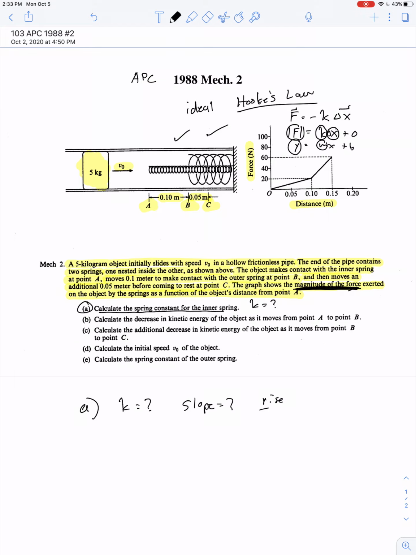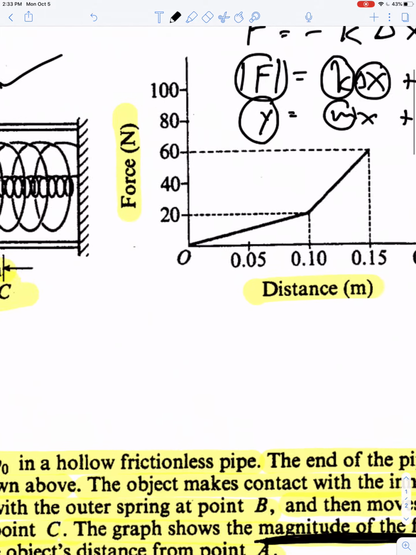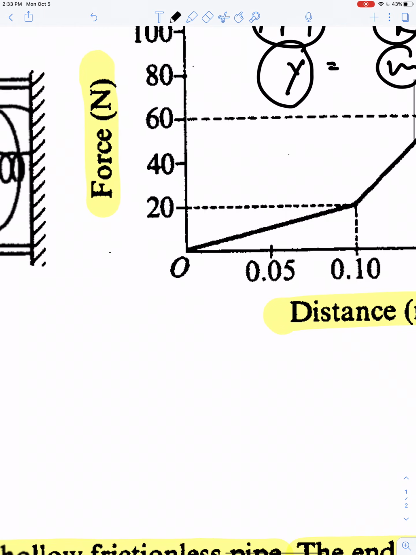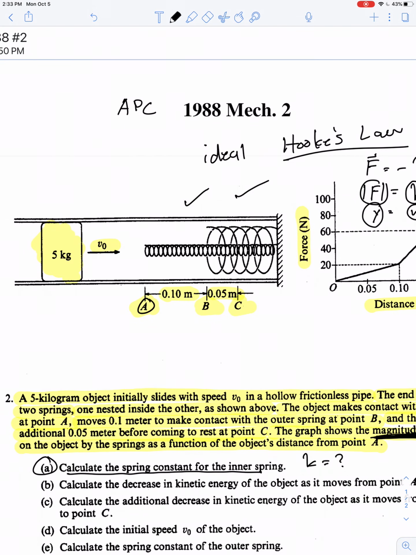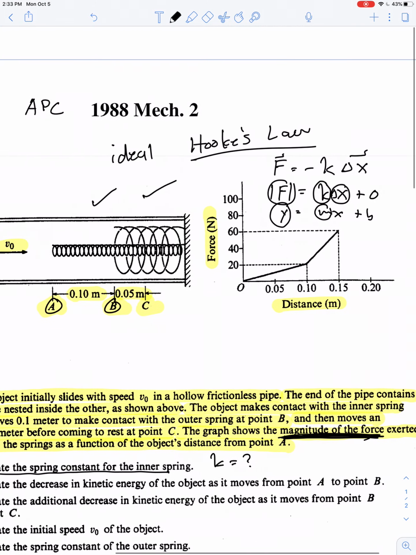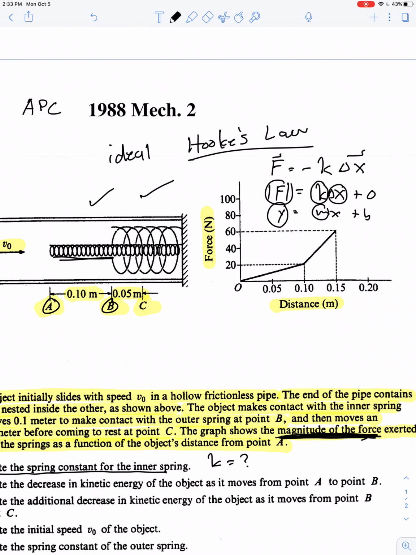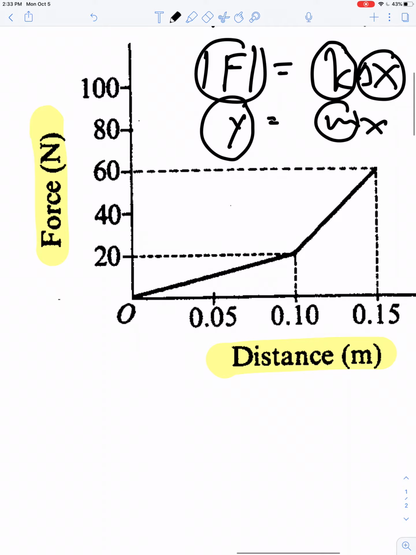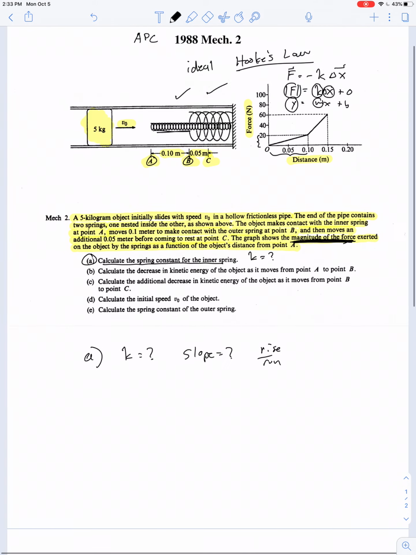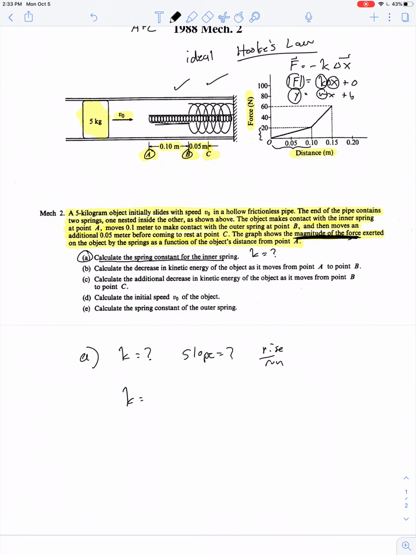Rise over run. So if we look from A up to point B, when that inner spring is engaging, we have a rise of 20 and a run of 0.1. This couldn't be any easier. The K value is equal to 20 newtons divided by 0.1 meters.